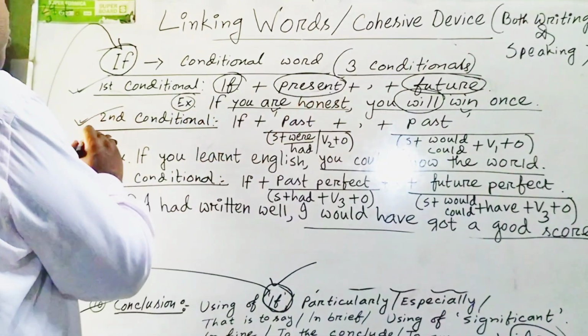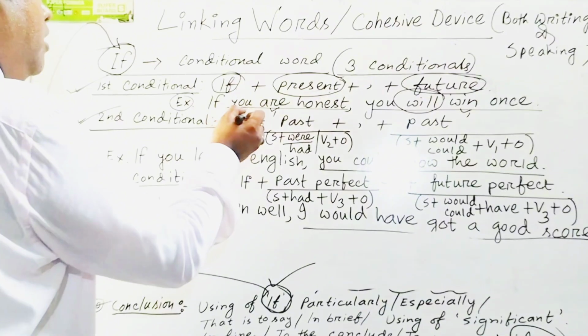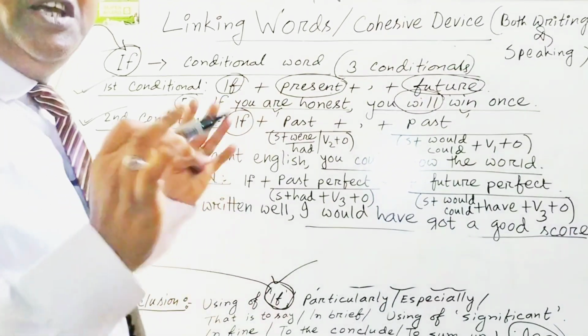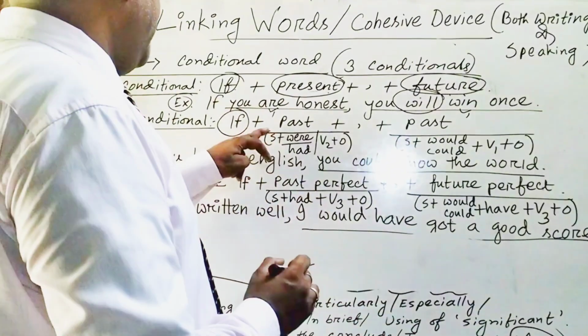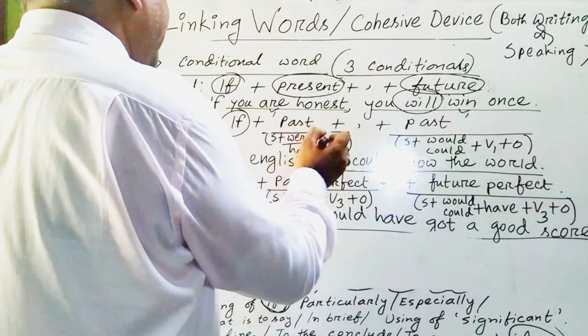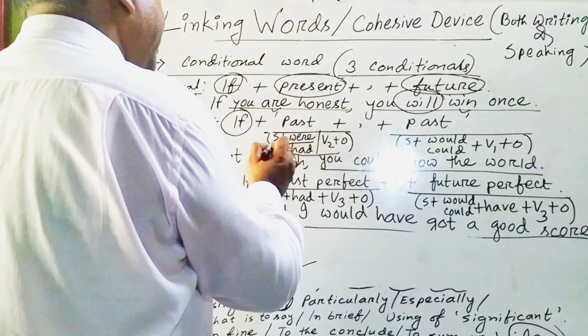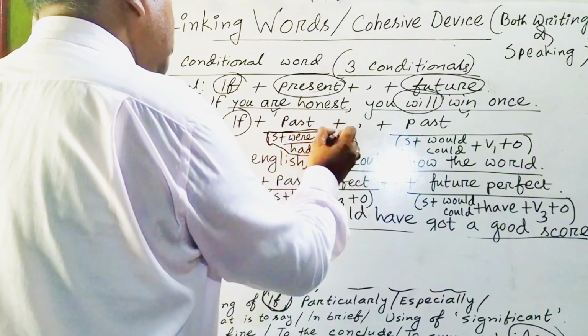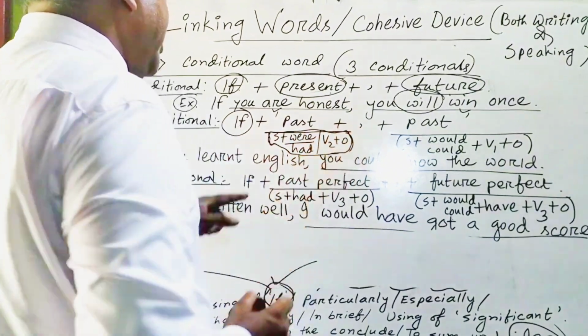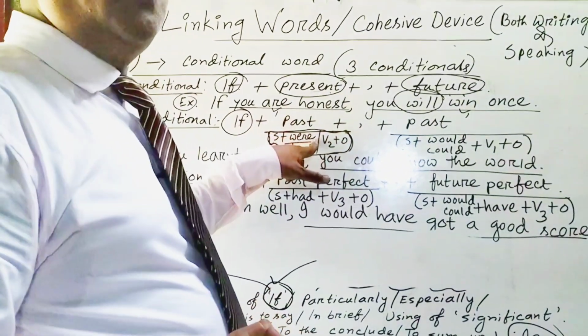In the second conditional, we have to input here if. Then write down the past form, past tense, of the past indefinite or simple past. You can also write here subject plus was, were or had. Whenever, where do we use were?